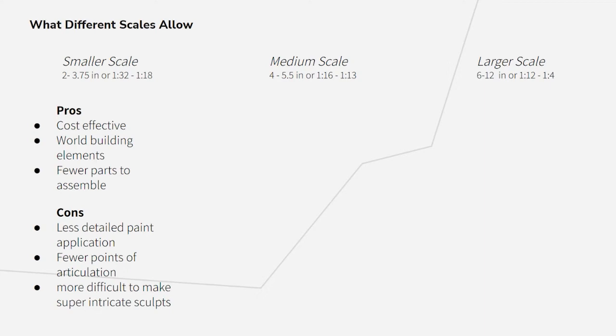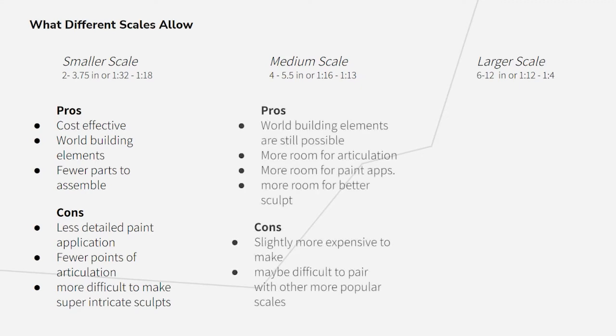Moving on to the medium scale area, I did not know what else to call this other than that. The pros: world building elements are still possible. It's going to be more expensive to make, of course, because there's more material, but it is still a possibility. There's more room for articulation, more material, bigger size. You can fit more joints within your action figure. Also, more room for paint applications for the same reasons, and more room for a better sculpt for the same reasons.